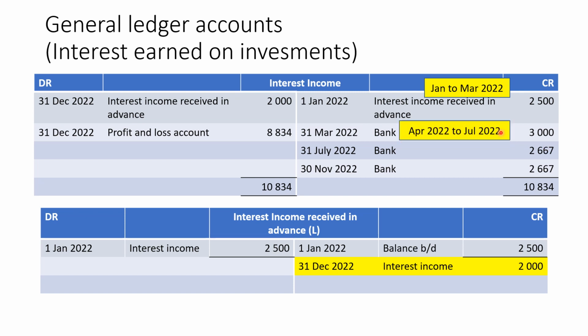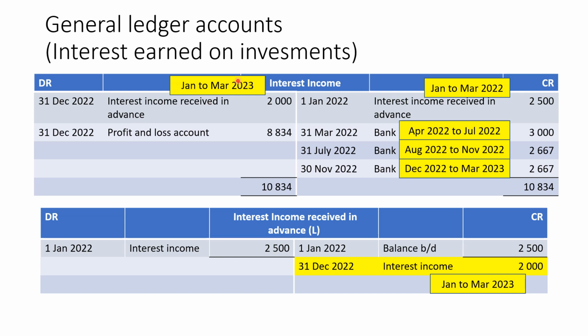Then we receive the interest income for April to July. Then the interest income for August to November. Then we receive the interest income for December to March. So that's 2667, but included in there is the January to March interest income. So I've taken that out and shown that as interest income received in advance.